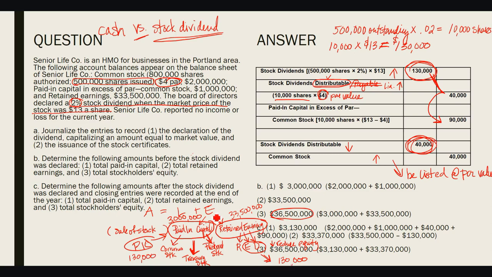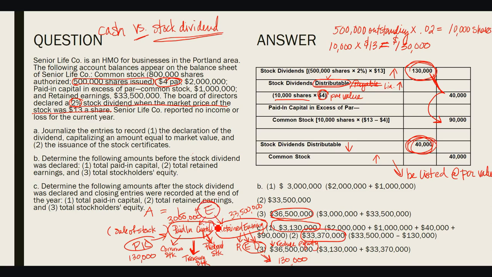So we see those values. We see that the total paid-in capital increased by 130. It's now sitting at $3,130,000, whereas the retained earnings has been reduced by 130,000, and so now it's sitting at $33,370,000. So what is the total value of my stockholders' equity?